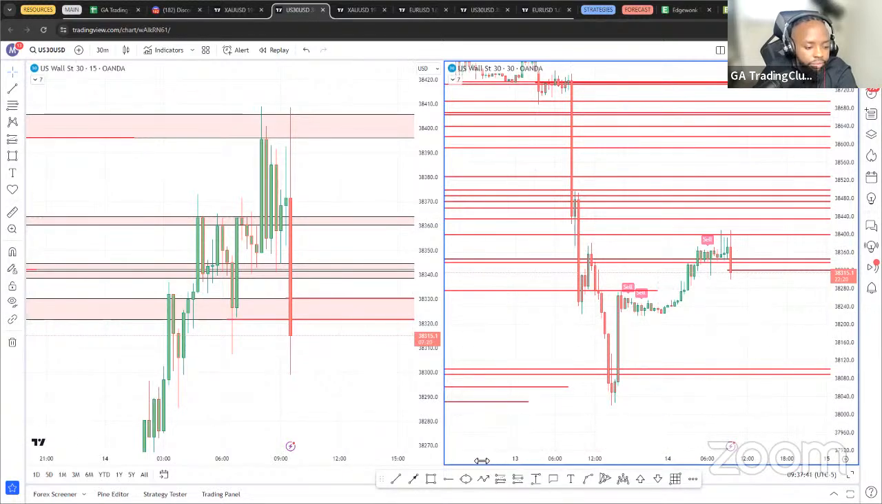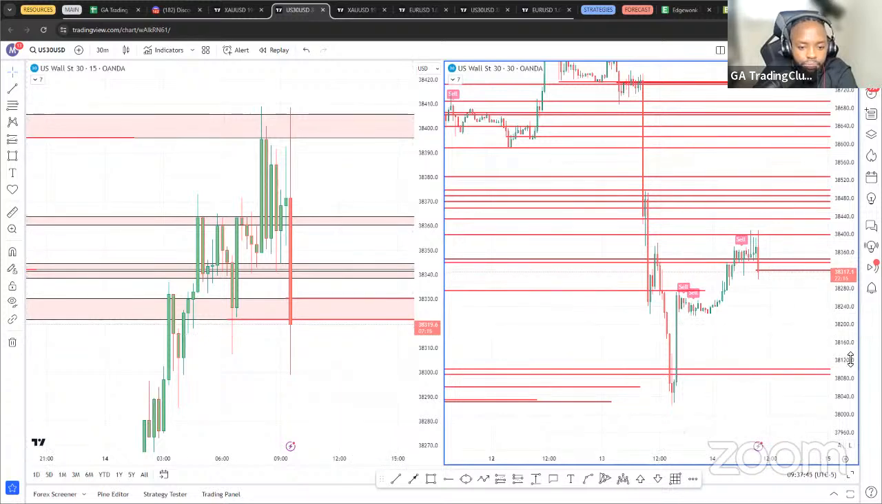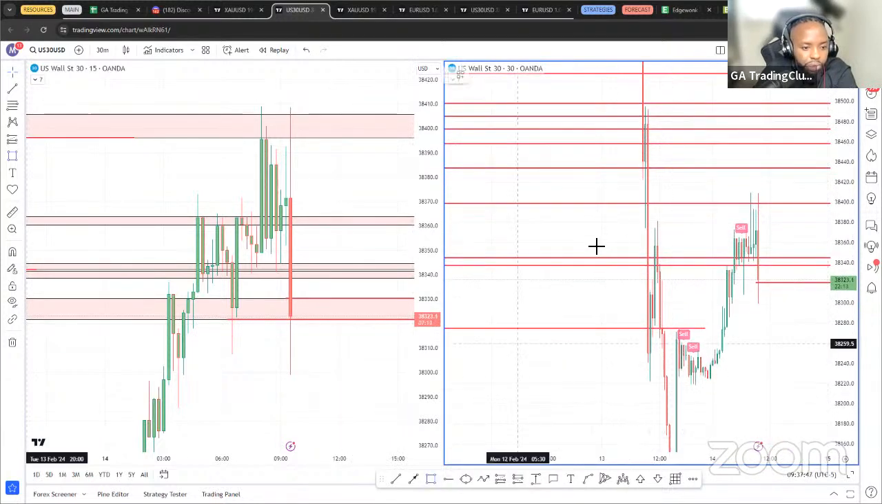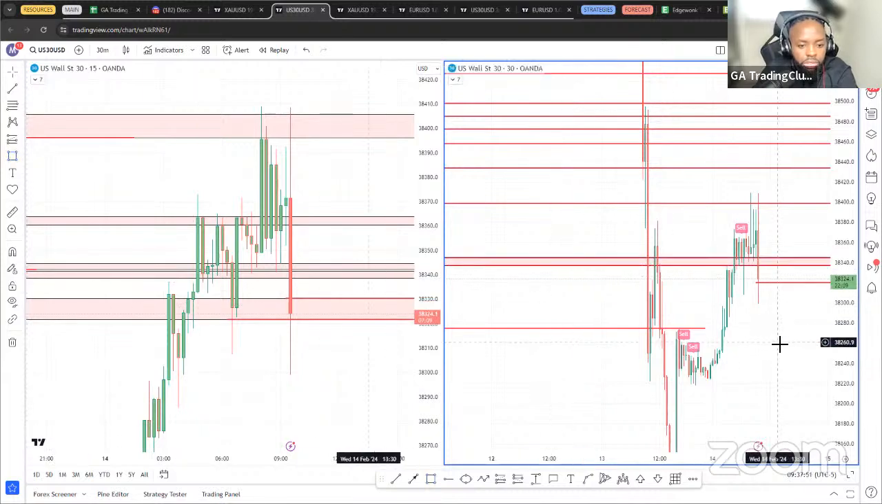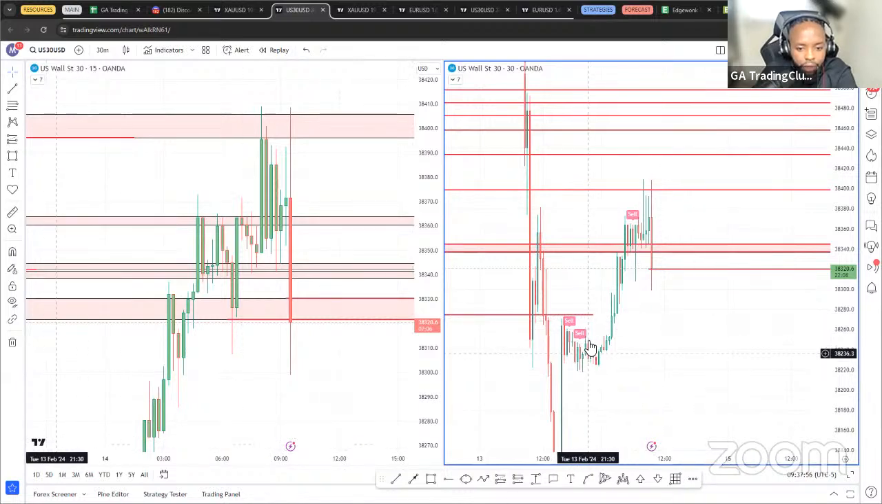And then for the 30-minute time frame, we have this double SAR region here. So we might get a possible break and continuation here.